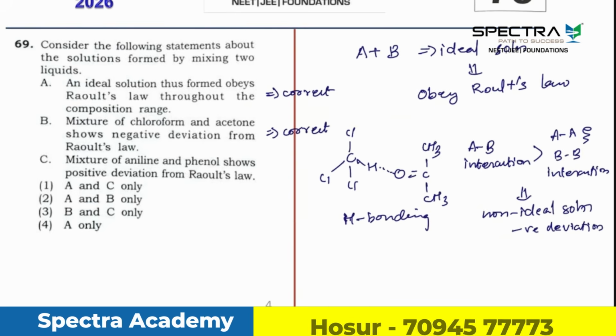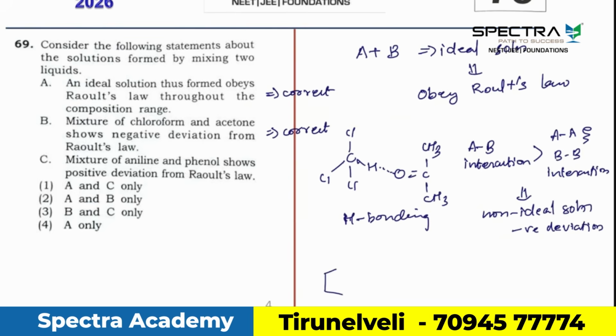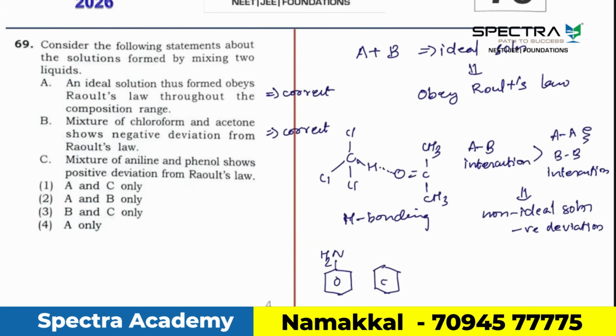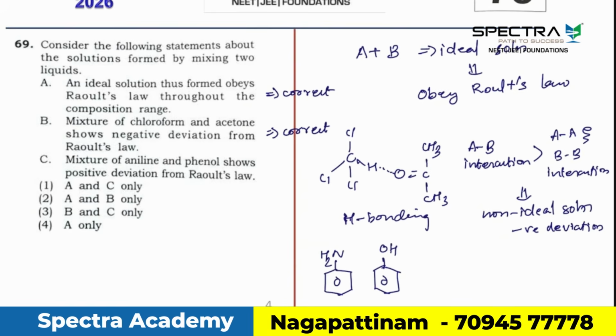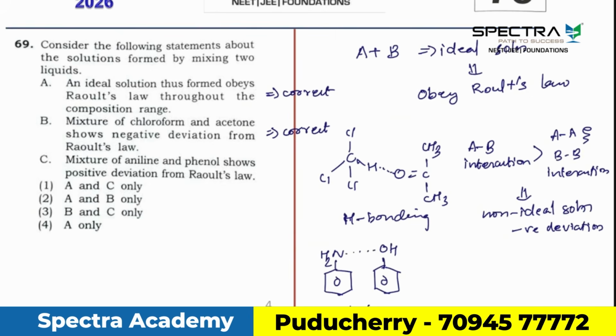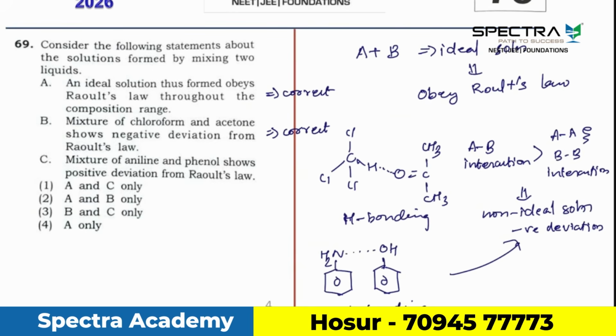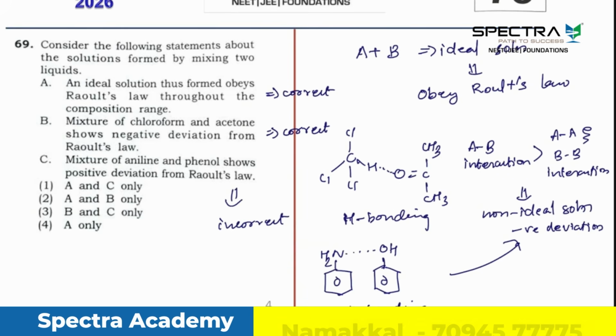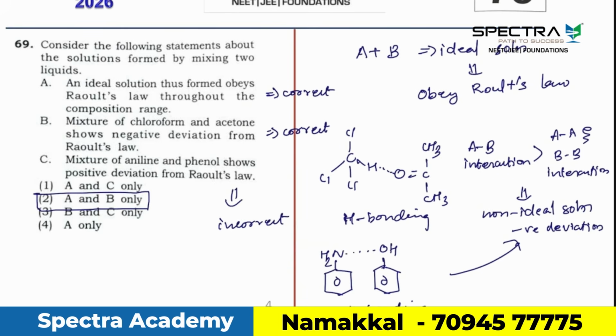Now the next is statement C. A mixture of aniline and phenol. Aniline is C6H5NH2, then phenol. These show positive deviation from Raoult's law. Actually, aniline and phenol are similar to chloroform and acetone. Between aniline and phenol, intermolecular hydrogen bonding is possible, which again makes the solution a non-ideal solution with negative deviation. So statement C is incorrect. So the right option for this question is option 2: A and B only are correct.